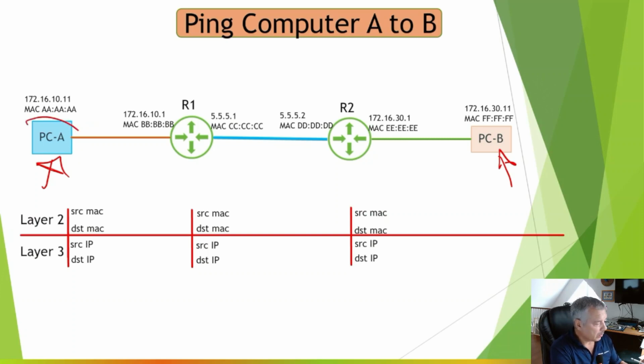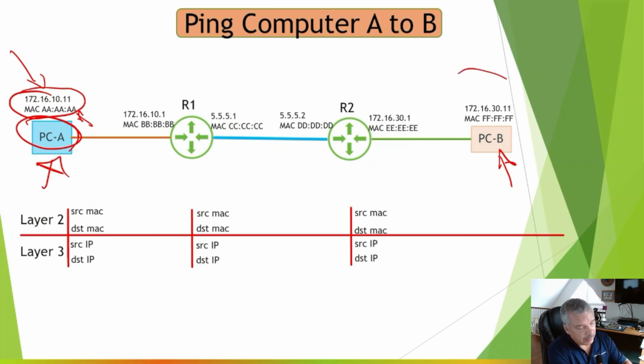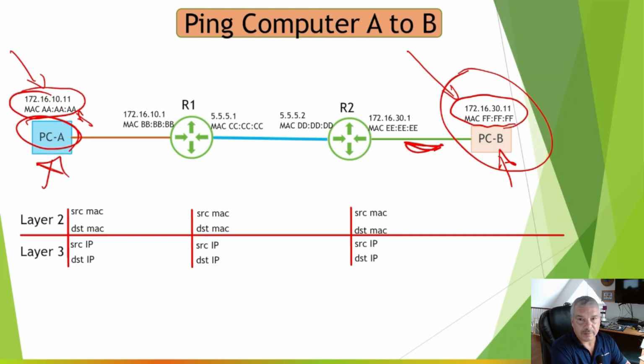Looks like this computer A is on the 172.16.10 network, and there's its address, 172.16.10.11, and there's its MAC address, AAAAAA. On the far end, I've got another computer, computer B, and it actually has an IP address of 172.16.30.11. So it's on the 172.16.30 network, which is, again, over here. And it has a MAC address of FFFFFF.